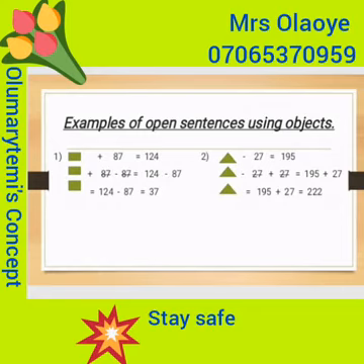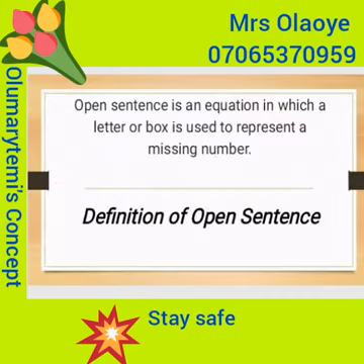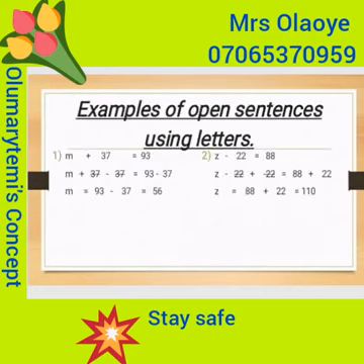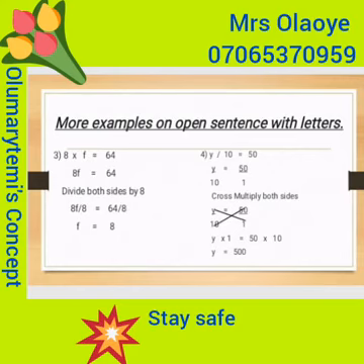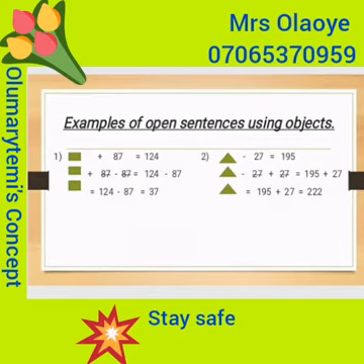We've come to the end of today's class. Well, before I go, let's quickly have a recap of what we've taken today. We looked at the topic open sentence. I take it again. Open sentence. We define open sentence as an equation in which a letter or box or symbol is used to represent a missing number. If you look at the examples, we took examples with plus and minus on letters. We also took with times and divide. Also on letters, we took on plus and minus, but the letters were having another number in front of it. And we finally took with object. So I would love you to go over it again and again so you can understand it very well.